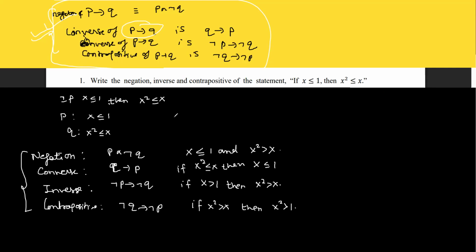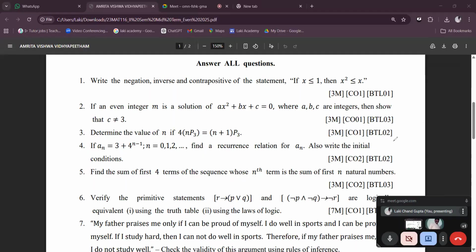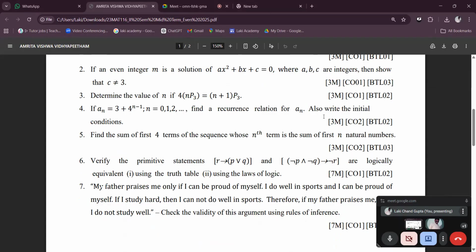Okay. Noted. Sixth one, you can prove using truth table. Next, which next? Next paper. Okay.